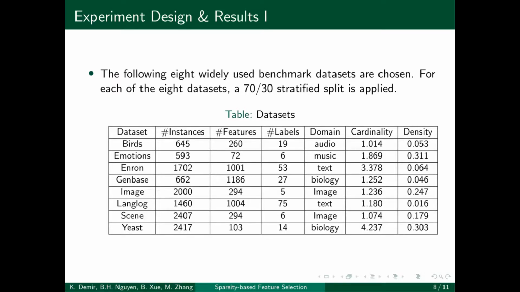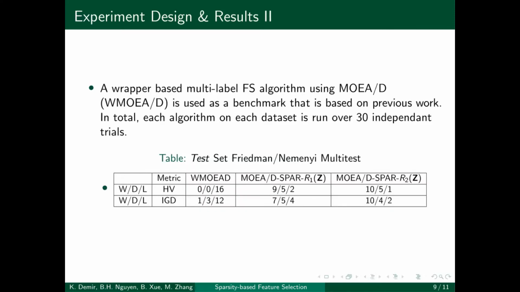We conduct experiments of the two proposed methods using the R1 objective function and the R2 objective function across 8 different multi-label datasets. A wrapper-based multi-label feature selection algorithm using MOEA is proposed as a benchmark based on previous work. In total, each algorithm on each dataset is run over 30 independent trials.